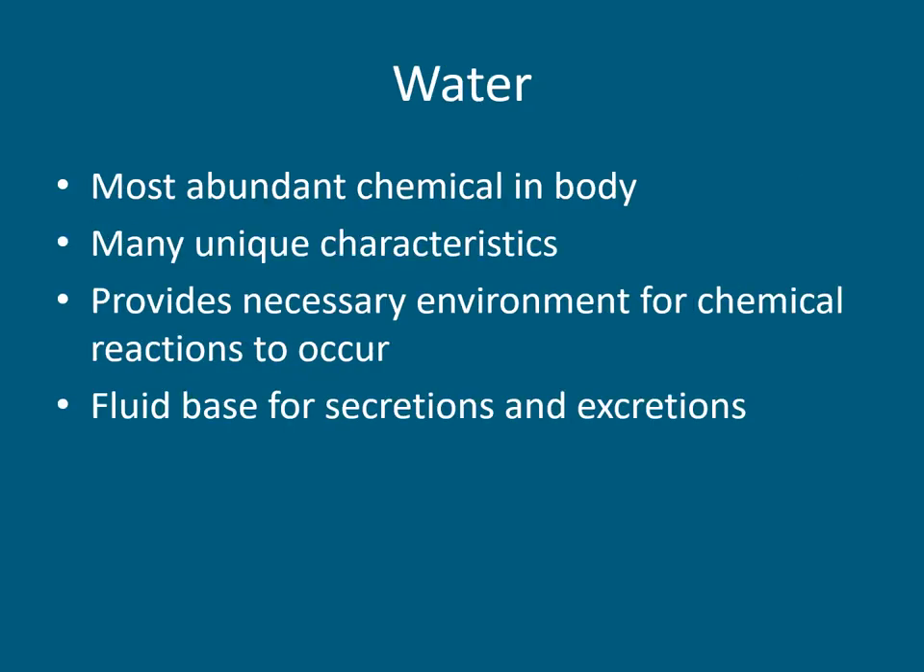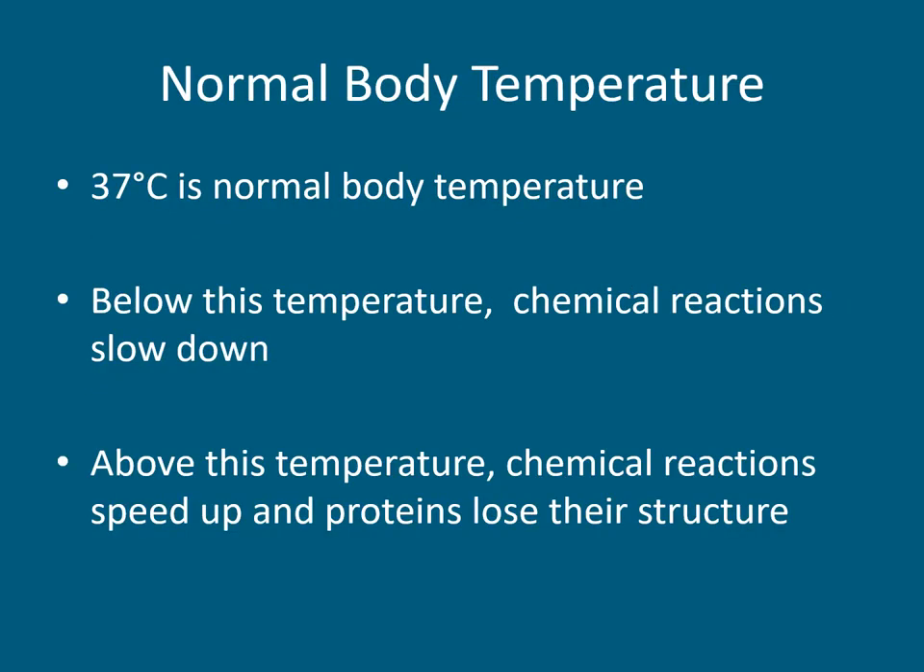Water is the most abundant chemical in the body. Water has a lot of unique characteristics which allows things to survive. So from a biological standpoint, when you look at water and some of the chemical properties of it, there's a lot of very unique things with it. It does provide a necessary environment for a lot of the chemical reactions to occur in. A lot of them have to occur in water. It's a fluid base for a lot of secretions and excretions. So a lot of things are dissolved in it.